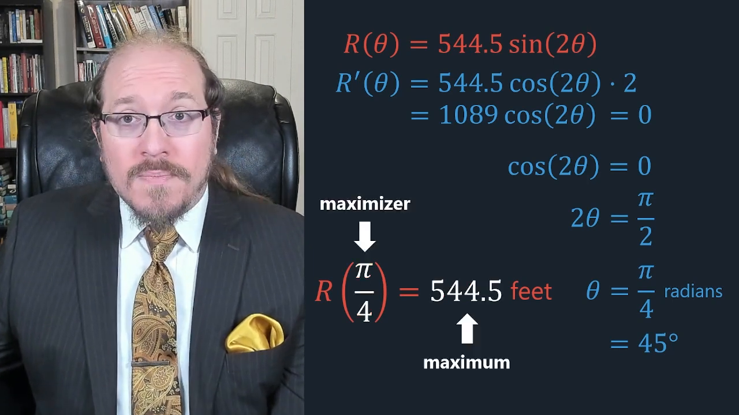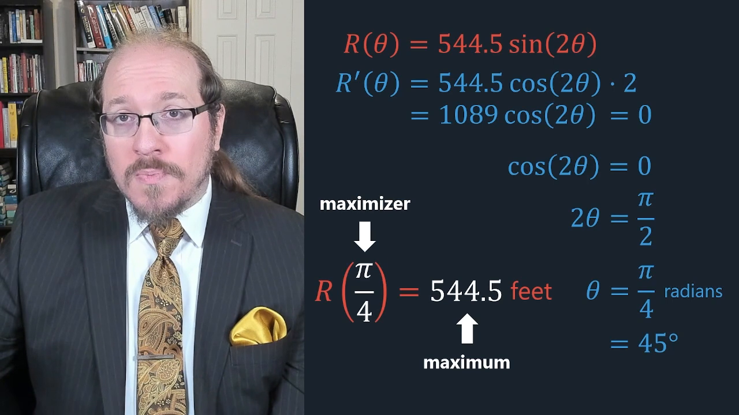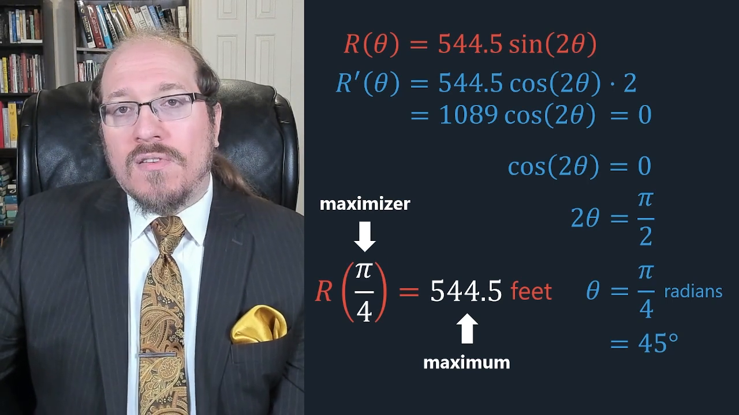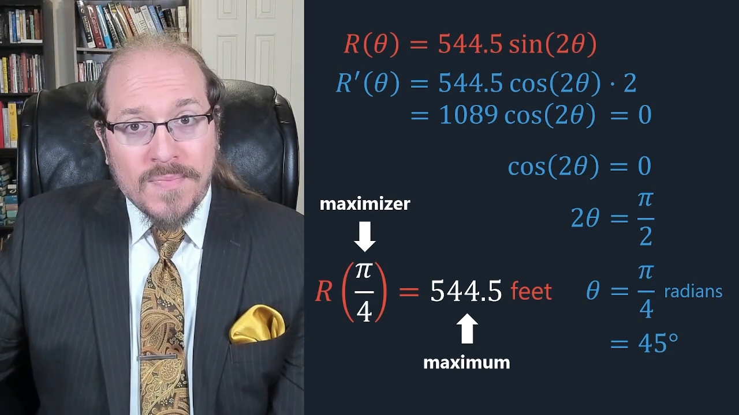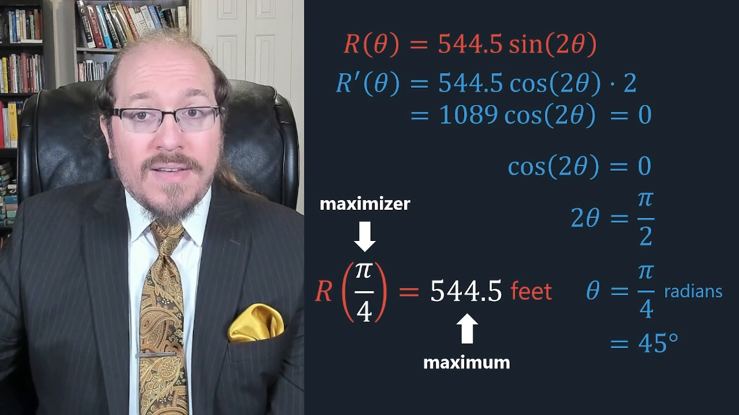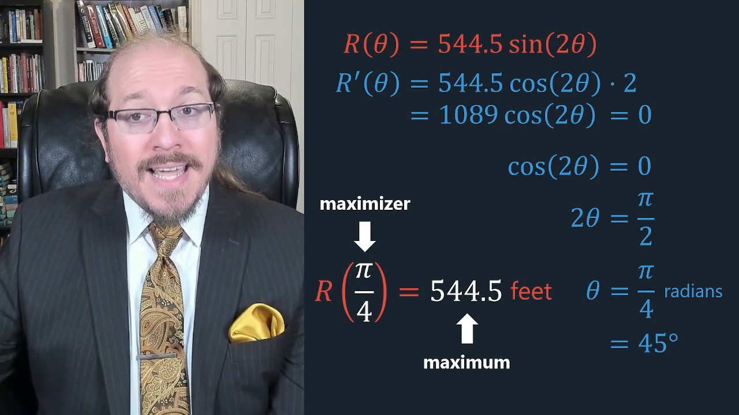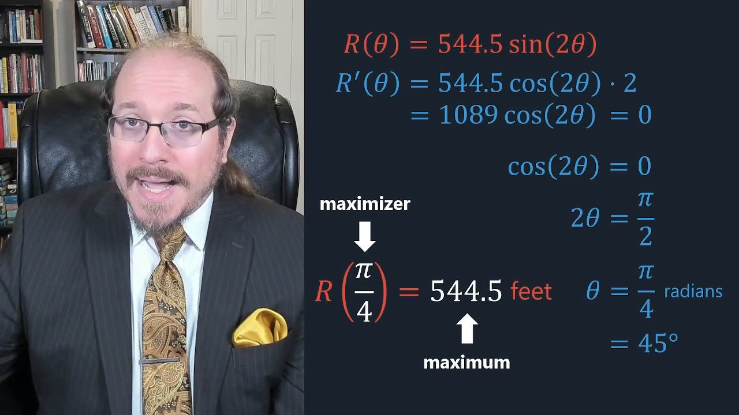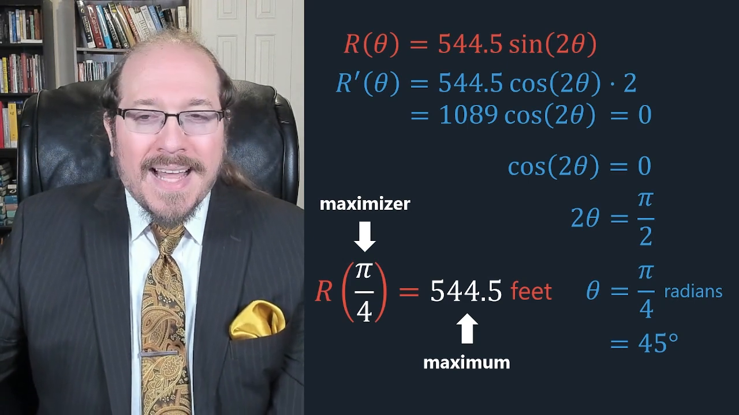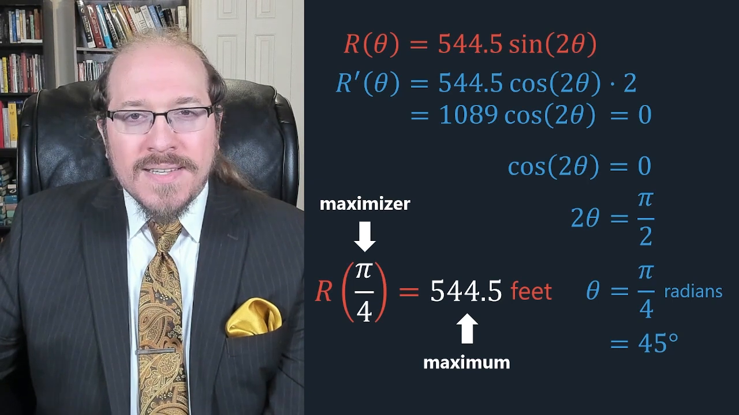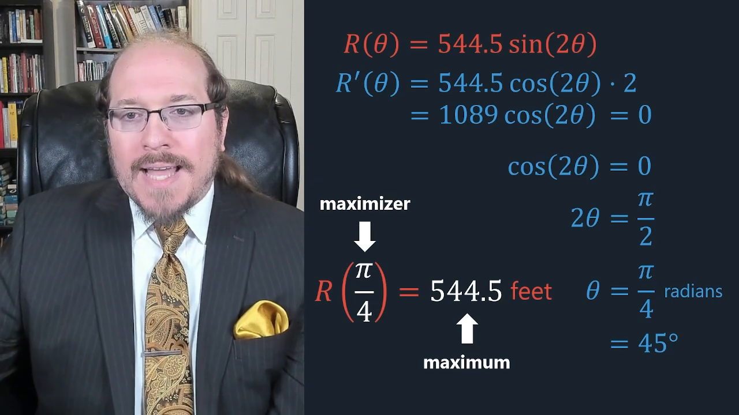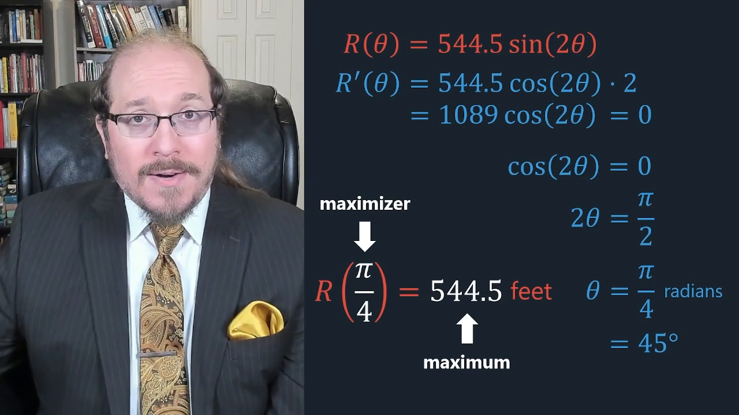One other note on terminology, by the way. Just to make things more clear, we can call pi over 4 the maximizer and 544.5 the maximum. In other words, the maximizer is the input that gives us the maximum output. It helps to have words for both of these things so we can tell them apart and be clear about what we're talking about.